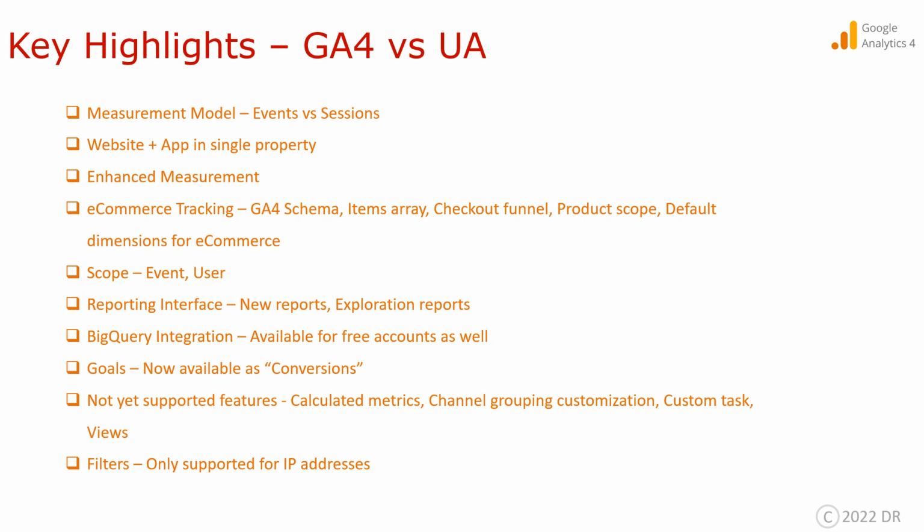BigQuery integration. So previously, in Universal Analytics, only premium accounts had this feature. Now it's available for free accounts as well. Then there is goals. Now goals is labeled as conversions, right? And then you have some of the features which are not yet supported. Calculated metrics is one big one that I really miss in Universal Analytics.